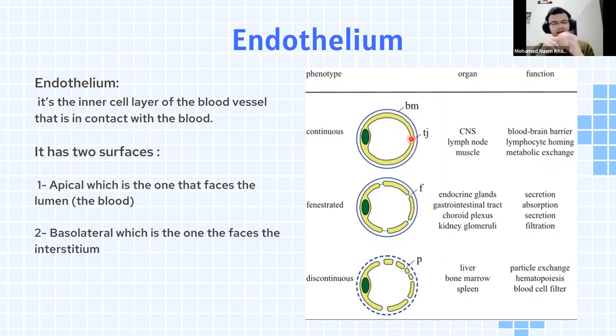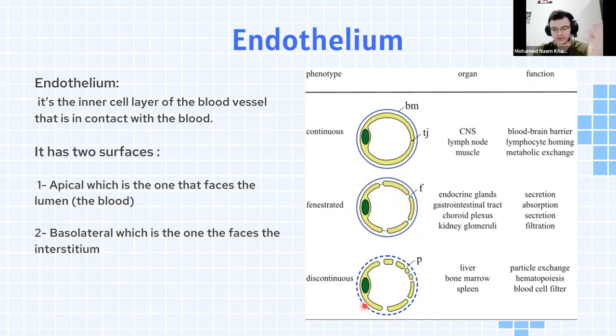So that's why we have a full endothelium, a continuous cell, so no leakage could happen. Then there's the fenestrated one, where the plasma membrane is still intact, as you see here, but the endothelium cell is not intact. So there are holes in the endothelium cells, but the plasma membrane is still intact.